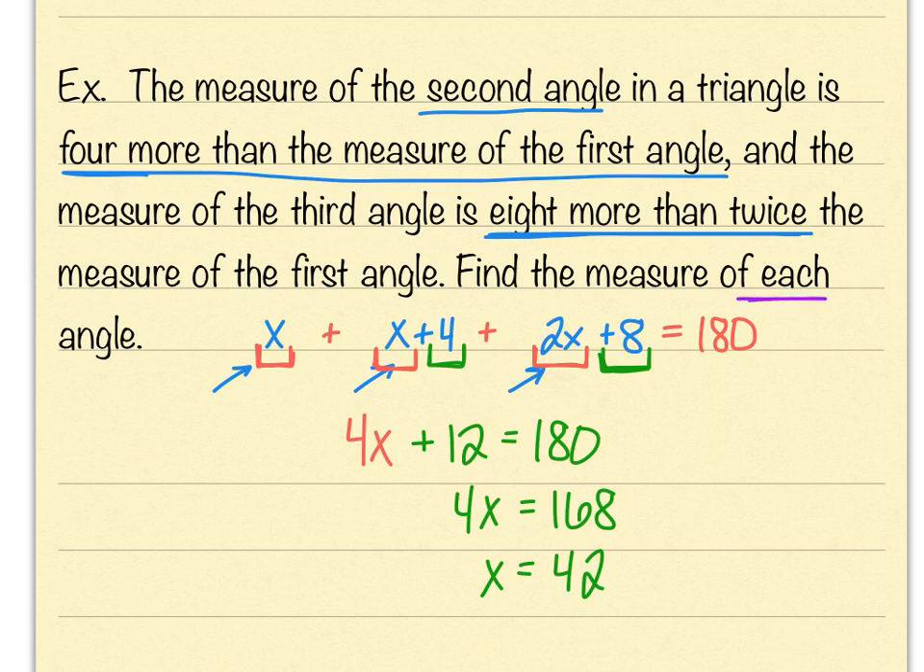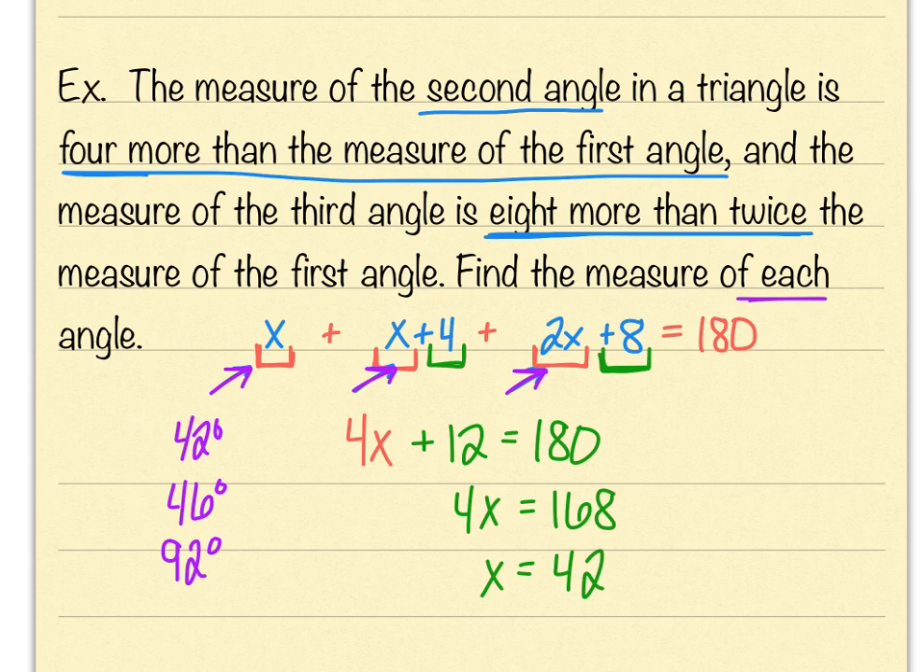Each angle. So I know the first angle is 42 degrees. The second angle is 4 more than that. So x plus 4 would be 46 degrees. And then the third angle is twice 42, so 84, plus 8. And 84 plus 8 is going to be 92 degrees.